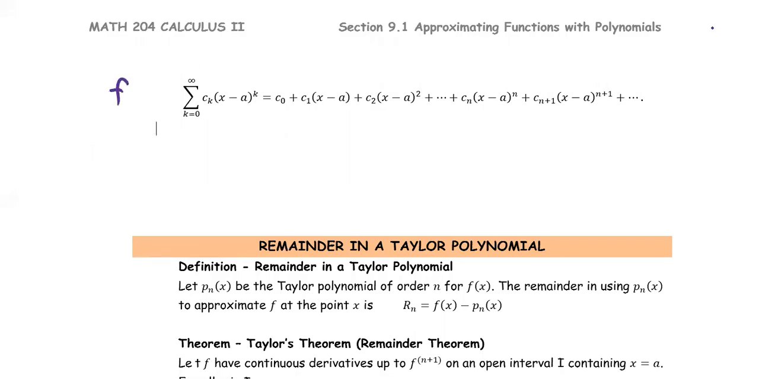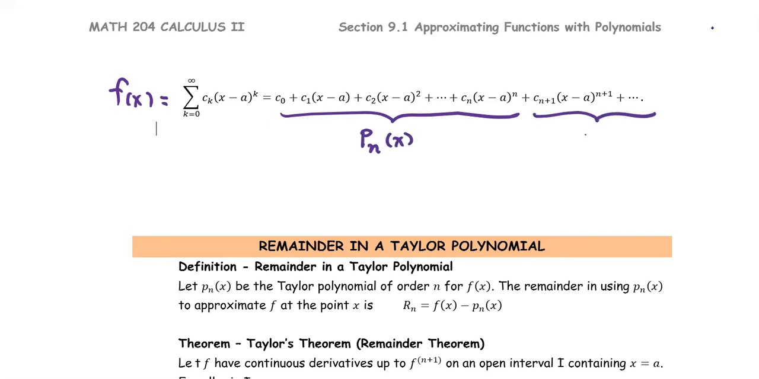For the continuous function f of x, it can be represented by the power series of this form. For the first n power terms, this is called the Taylor polynomial of degree n. Then the rest of them we call the remainder term and use the notation Rn. Or we can write it as f of x equals the Taylor polynomial of degree n plus the remainder term.